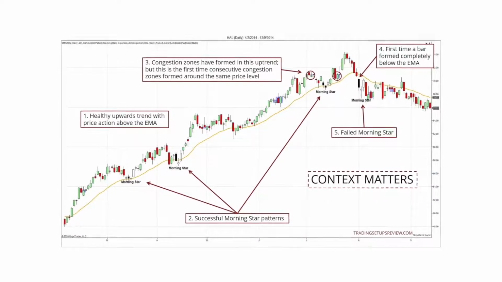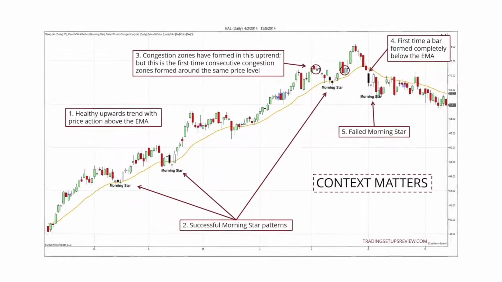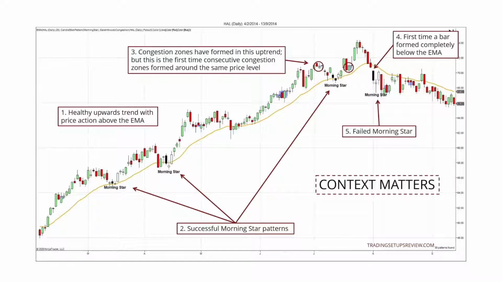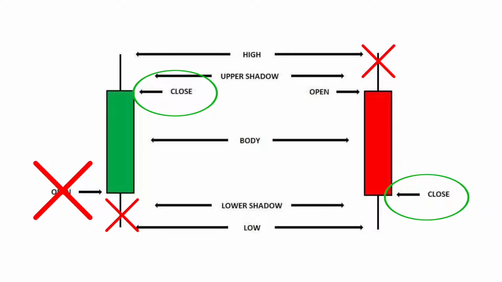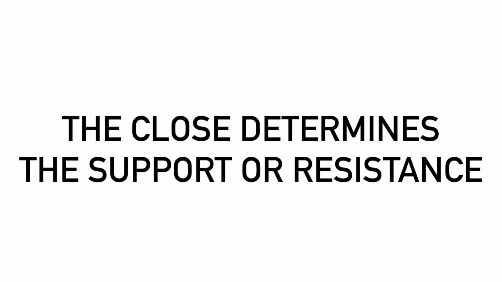So when it comes to the actual calculation of the moving average, they're taking the close of the past however many days, not the open, not the wicks, the close. The close of the candlestick is also what determines if the price has broken the support or resistance.